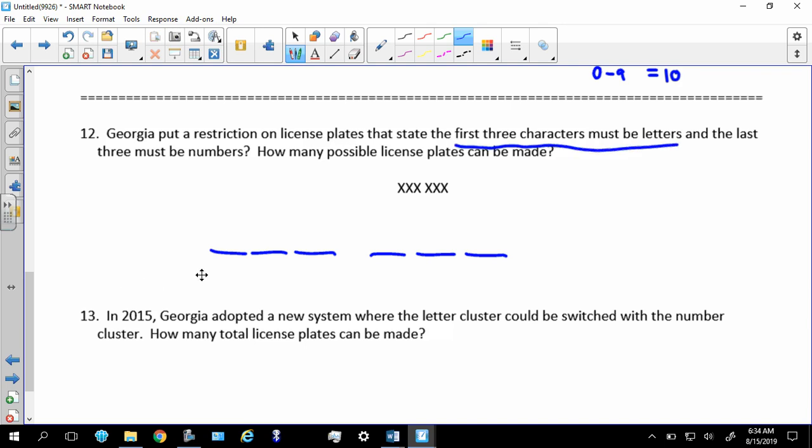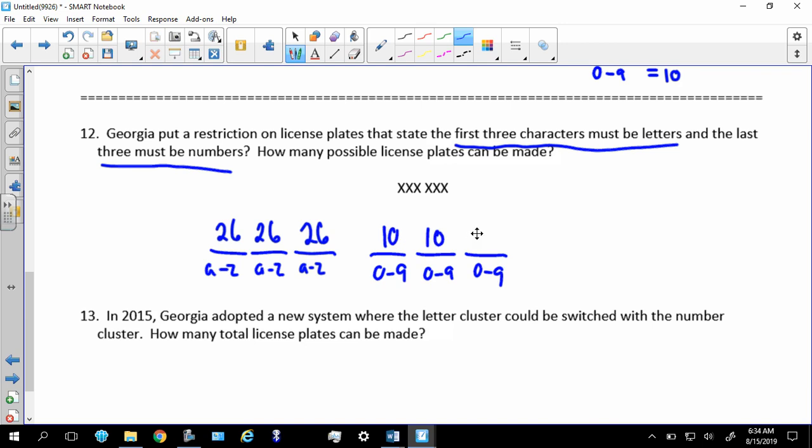All right, so that is A through Z, A through Z, A through Z, which gives you 26, 26, 26. And the last 3 must be numbers. There's no restrictions, so it's a default 0 through 9. 0 through 9. So 10, 10, 10. Of course, we multiply, and you get 17,576,000. That's easy.